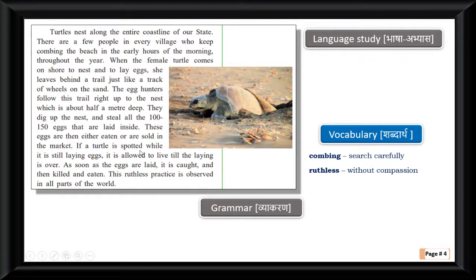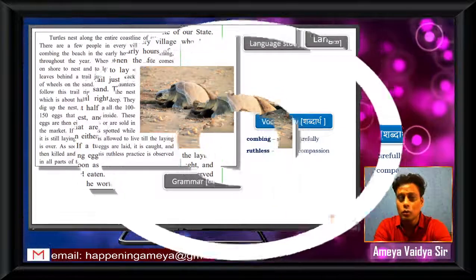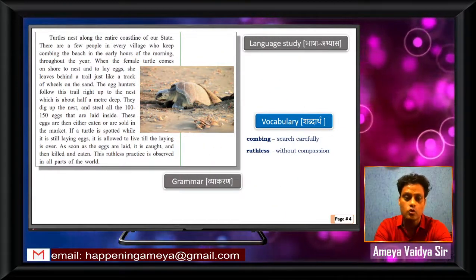If a turtle is spotted while it is still laying eggs, it is allowed to live till the laying is over. As soon as the eggs are laid, it is caught and then killed and eaten. This ruthless practice is observed in all parts of the world. Now, this goes to show how cruel as a species we are, we humans.